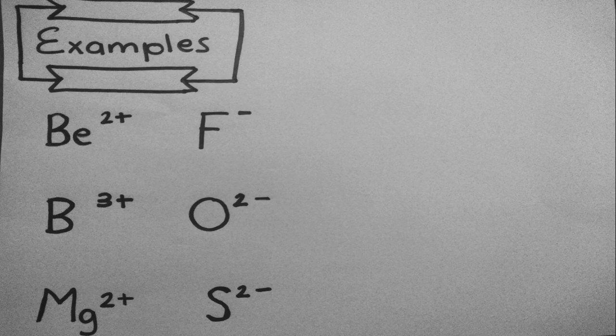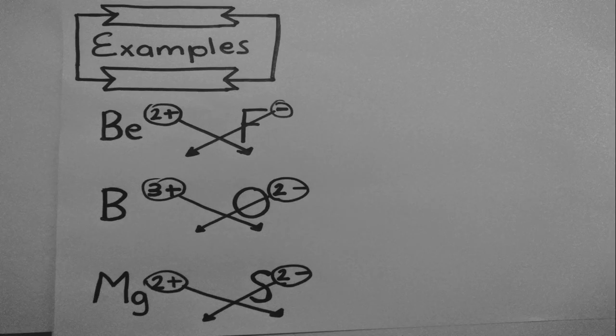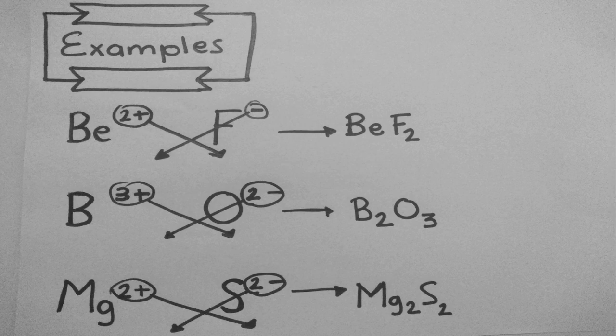Step number 2, we're going to crisscross their charges. Once we have done this, now their charges will become their subscripts. So for beryllium, now beryllium has a subscript of 1, which was the charge of fluorine. Now fluorine has a subscript of 2, which was the charge of beryllium. The same for boron and oxygen. Boron has a subscript of 2, which was the charge of oxygen, and oxygen has a subscript of 3, which was the charge of boron.